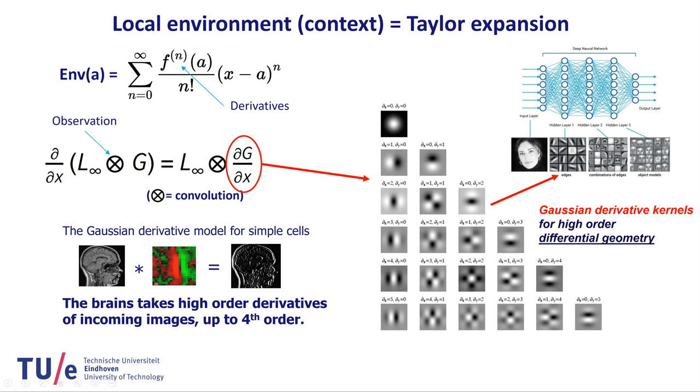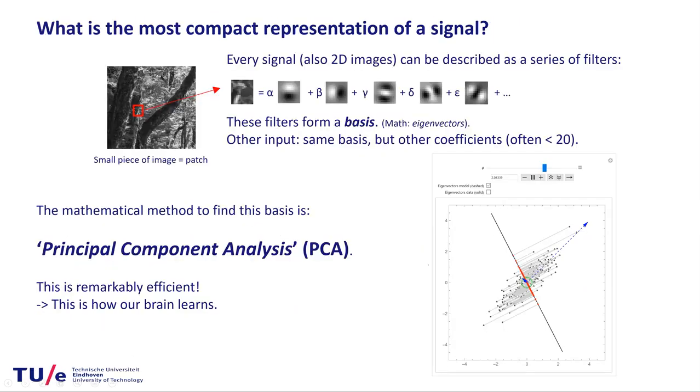So it looks like the very first level in our visual system and in our network is, by means of a Taylor expansion, looking at the very local context of one pixel. And that's interesting. But can we also learn these filters? This is a model, as we see. And for learning, we have to see what is the best representation of a signal.